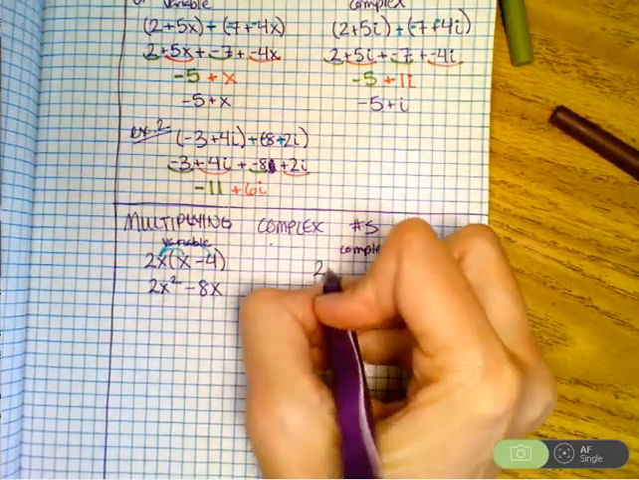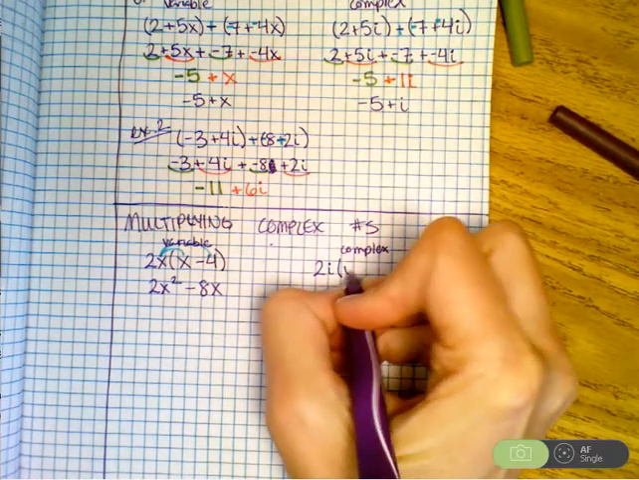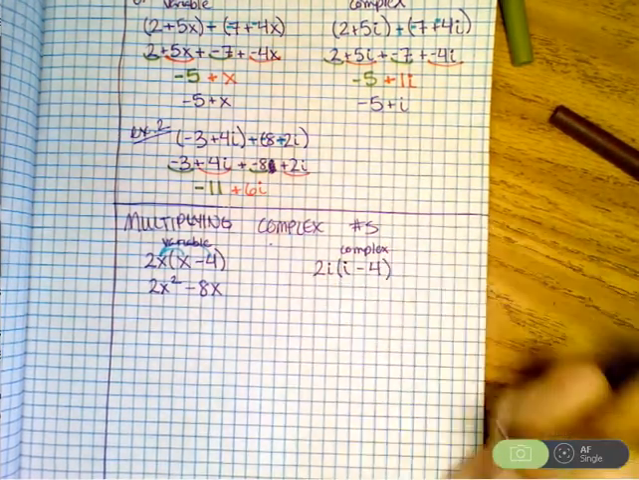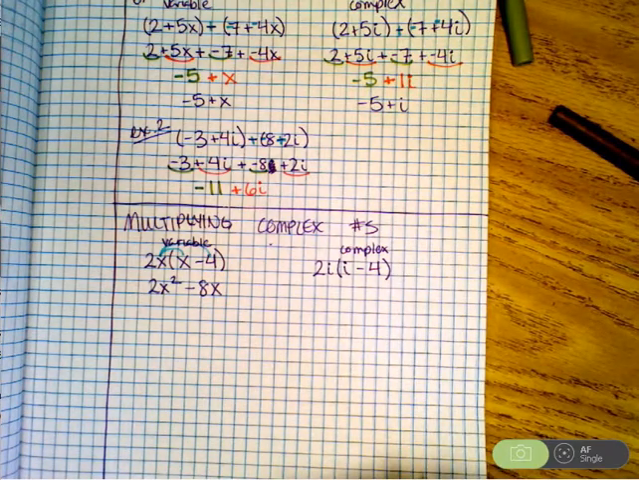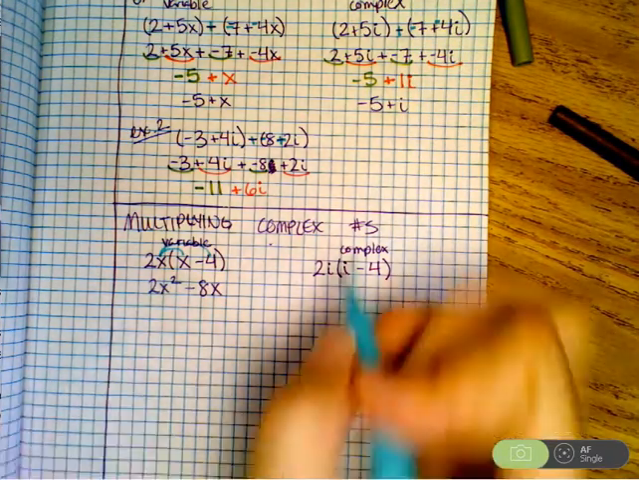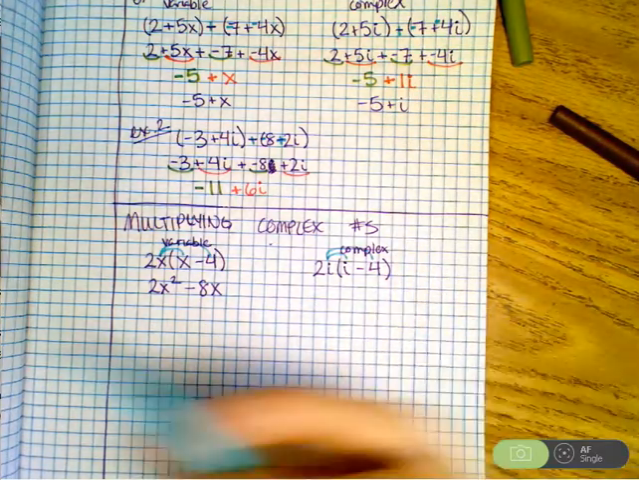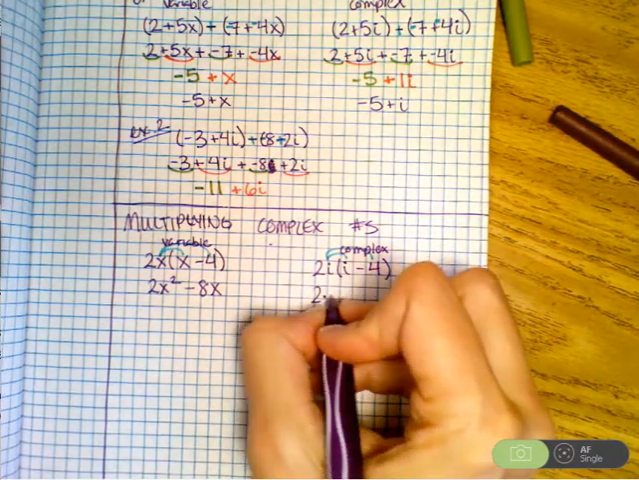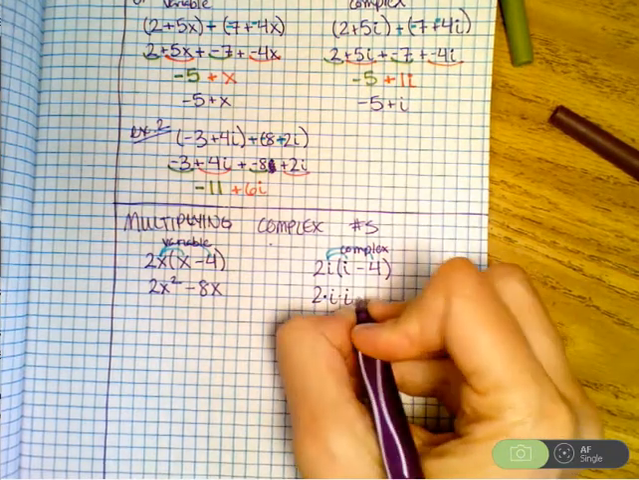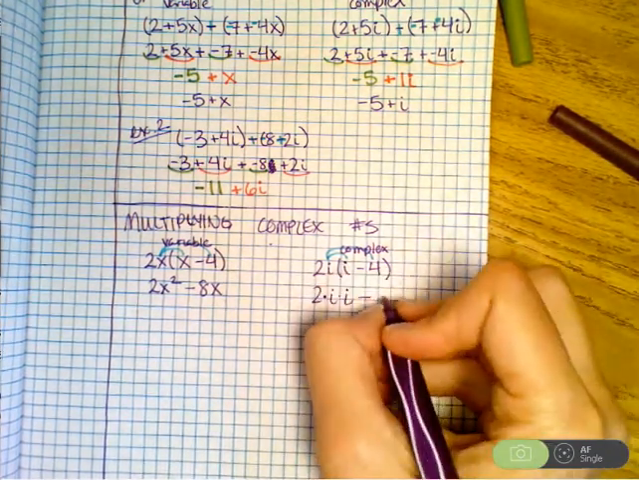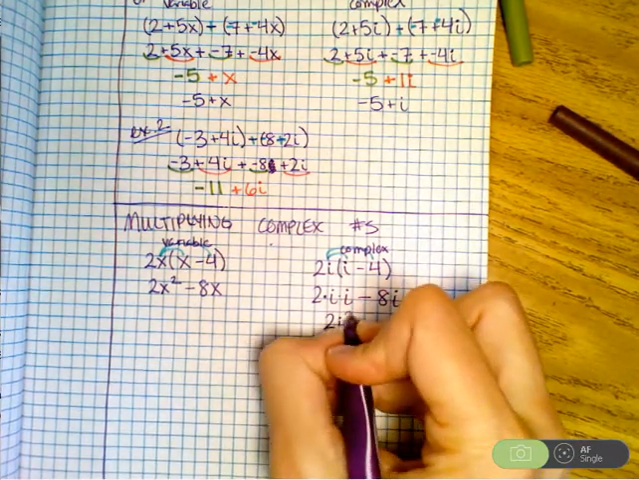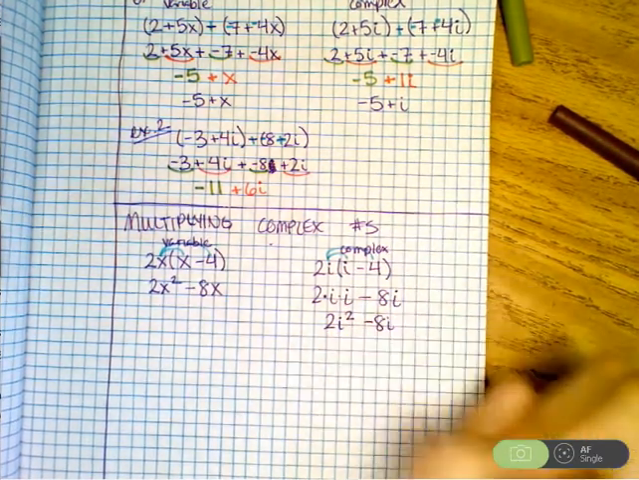If it was a complex number, it might look like this. 2i times (i minus 4). Again, we're going to start by distributing. So when we distribute, we get 2 times i minus 2 times 4, 8i. So we get 2i squared minus 8i.